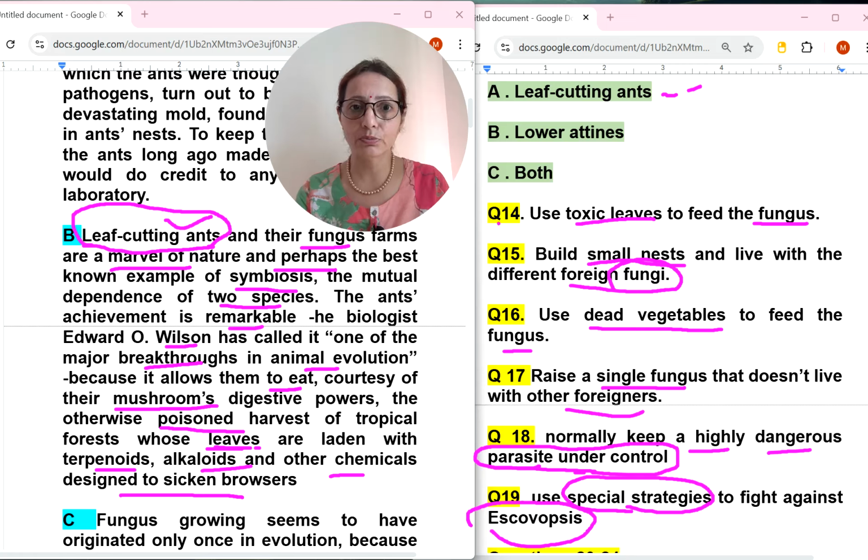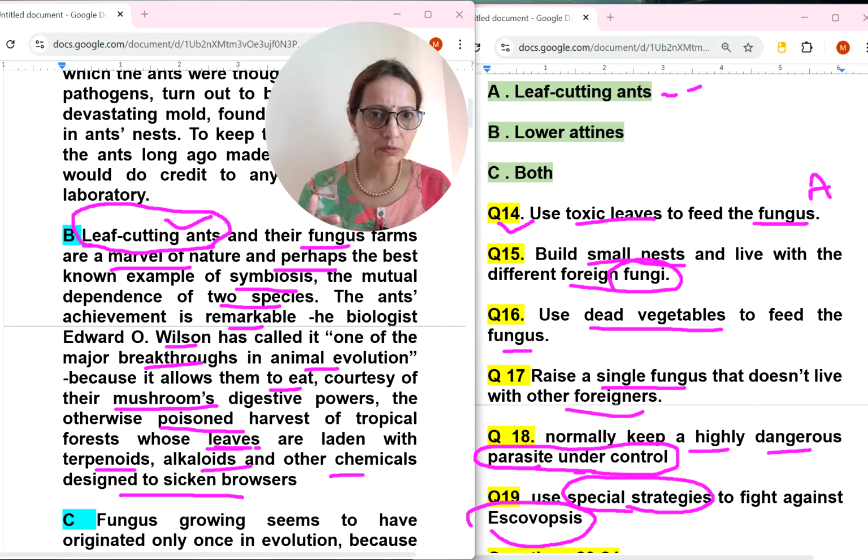So we can select this B1 also, no, sorry. Here we are talking about leaf cutting ants. So this is A. For A number, we can select use toxic leaves to feed the fungus. Toxic is poisonous. Leaves, it is already given to feed the fungus. Definitely they are talking about fungus only, right from these lines: it allows them to eat courtesy of their mushrooms' digestive power, the otherwise poisoned harvest of tropical forest. So from this paragraph I have selected this.